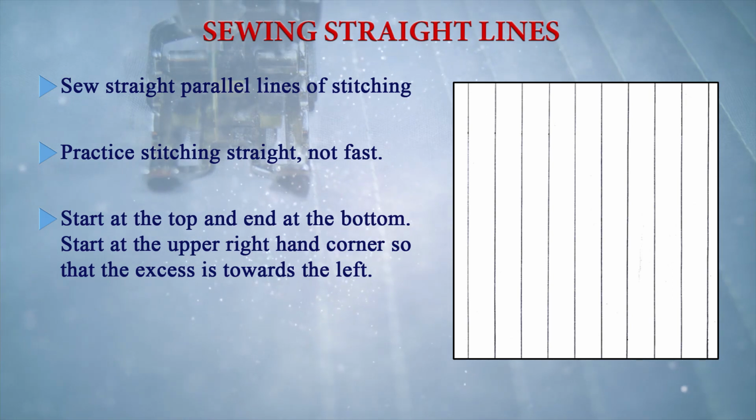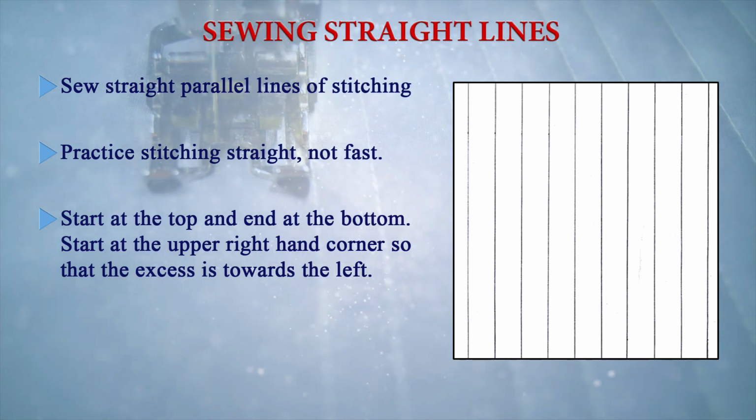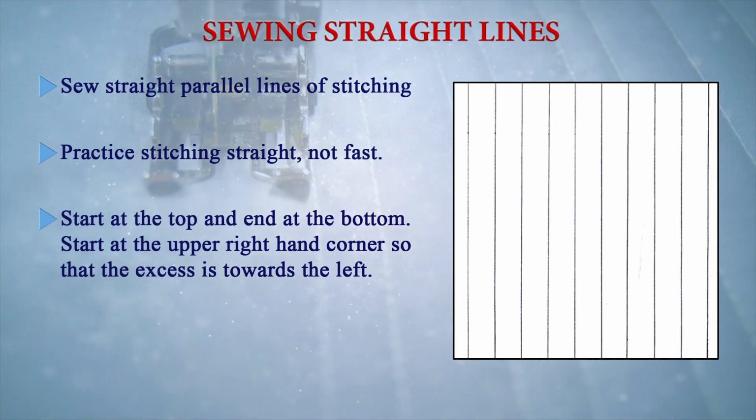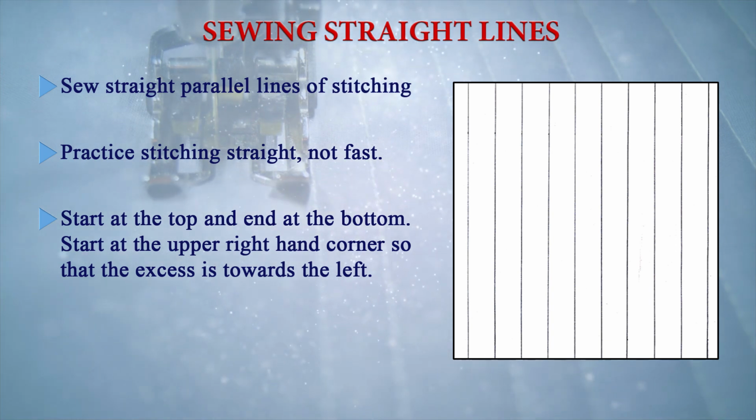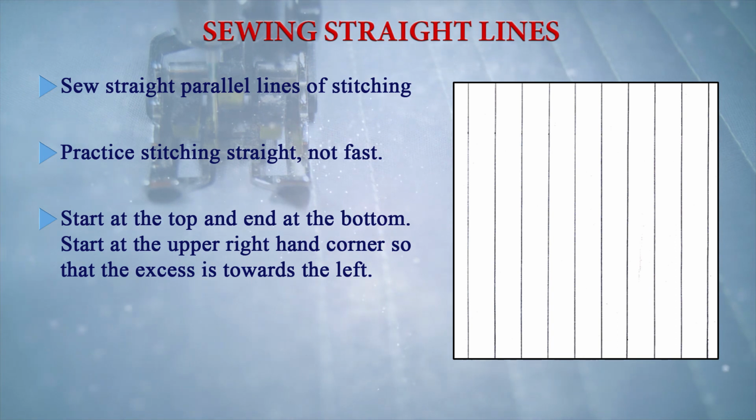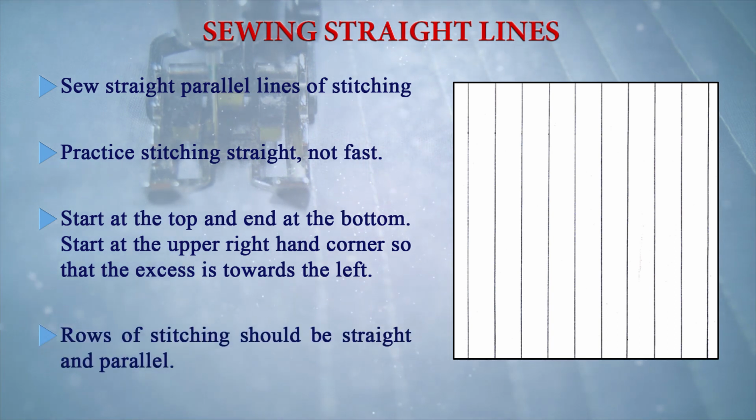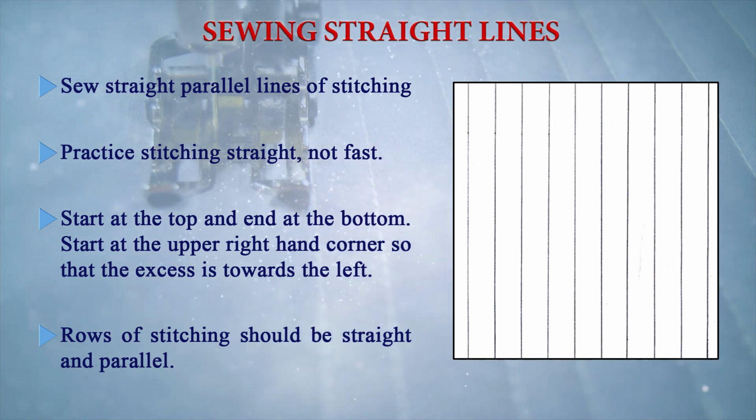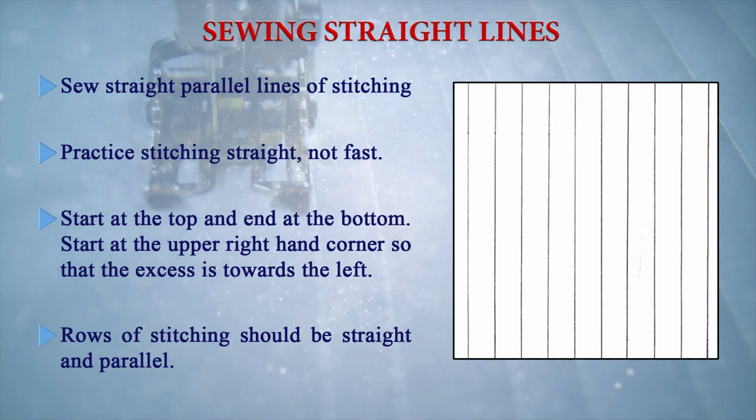So start at the top and end at the bottom. Start at the upper right hand corner, so that the excess is towards the left. We start from the right side of the corner so that the left part, the bigger part, is away from the machine. The rows of stitching should be straight and parallel to each other. Then sewing parallel lines without marking.